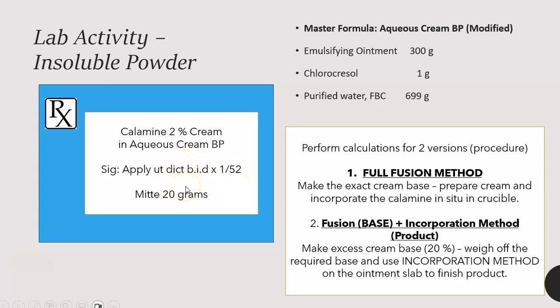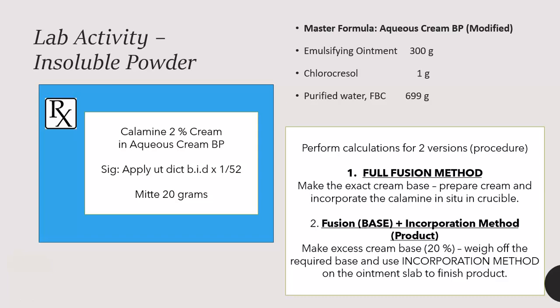You can experiment in your own lab so you can get hands-on experience in adding a powder to aqueous cream base. You can do the full fusion method where you do your calculation for the recipe, and whatever you get for the aqueous cream base, you make the exact amount of base. Once you make your cream base, nice fluffy cream, you scoop off some, levitate the calamine on an ointment slab, scrape up everything and put it back into the crucible and mix it nicely until it's formed. This is the full fusion in situ. Everything is being made in the crucible.